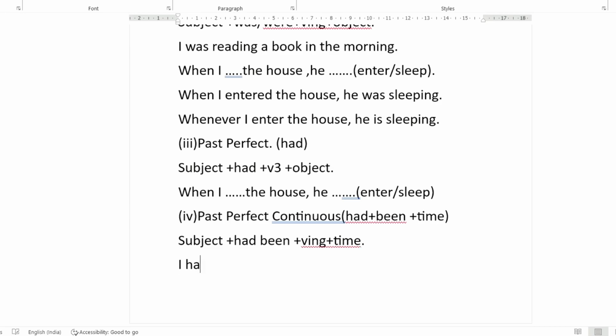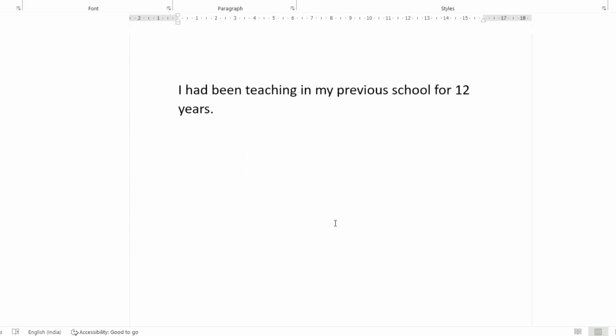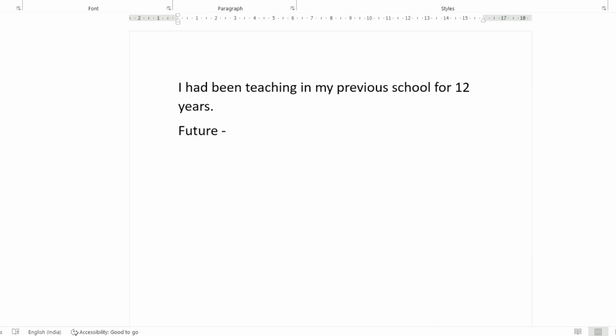So a sentence can be: I had been teaching in my previous school for 12 years. So I started teaching long back. It continued for 12 years, but now it is over. So this is where I use past perfect continuous. I hope you are able to understand. Please do comment in the chat box if you are not able to understand.